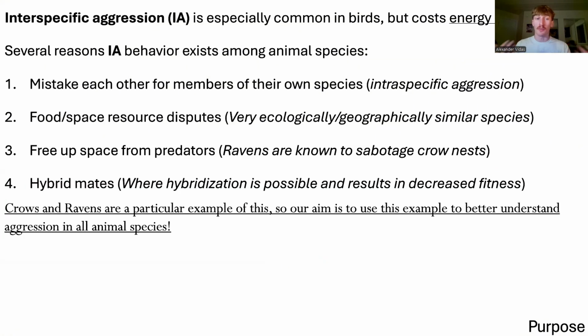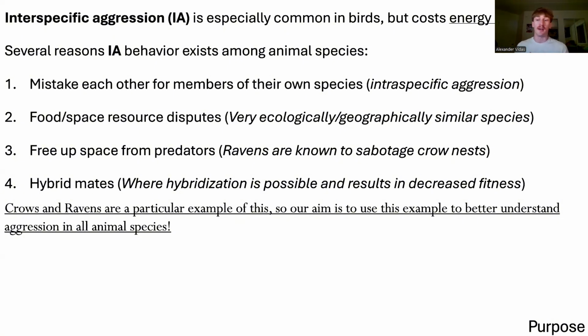But just for some more background on interspecific aggression, there are several reasons why that behavior exists among all animal species, and we are also going to try and relate some of these to crows and ravens throughout this paper. The first reason is that they might mistake each other for members of their own species. If we relate this to ravens and crows, it may be easy to not be able to tell them apart. If a crow attacks a raven, we can assume it's a non-adaptive behavior for no real reason other than the crow thought it was another crow and it was just fighting for territory or food.